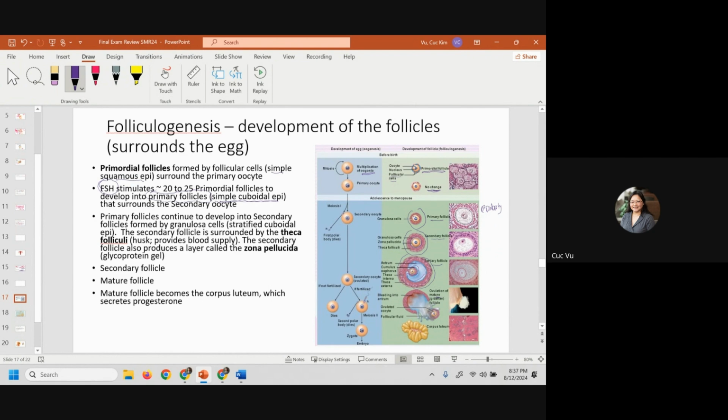And then it's going to develop even further. Now, not only is it simple cuboidal, but now it's thicker because of what? It changes to stratified cuboidal. Exactly. So the stratified cuboidal epithelium is what lines the secondary follicle. And then what changes between the secondary follicle and the tertiary follicle? Maybe not the follicle itself, but the space between the follicle and the egg. What does it develop between the secondary and tertiary?